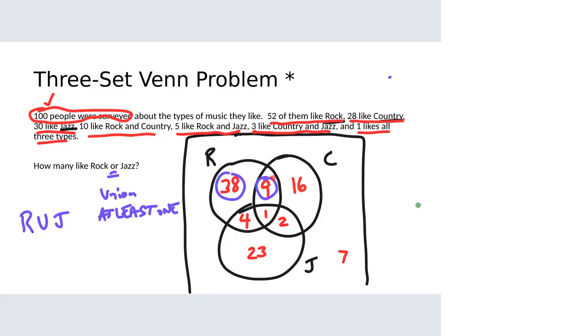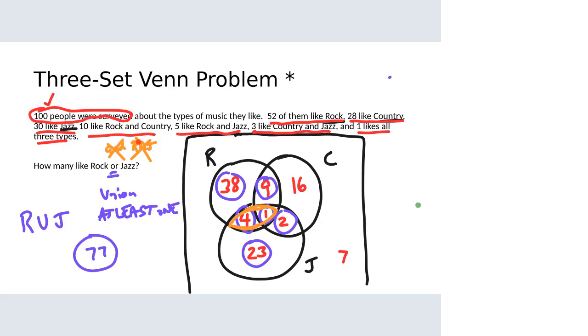And so I need everybody in the rock circle joined with everybody in the jazz circle. I need to add all those together. 38 plus 9 plus 4 plus 1 plus 2 plus 23 is 77. That was our most popular answer, and that's really good. 5 was our second most popular answer, and 5 would be in here. And if the question had said rock and jazz and been rock intersection jazz, 5 would be the correct answer, but it wasn't. Big difference between the word and the word or.